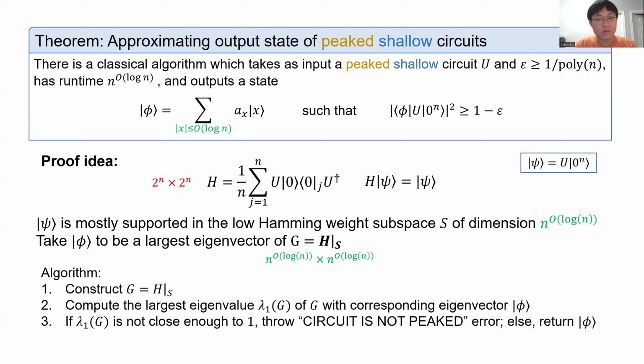So here's the algorithm. Step 1, construct G as a sparse matrix by computing all its matrix elements. Step 2, compute the largest eigenvalue of G with a corresponding eigenvector. If lambda 1 of G is not close enough to 1, then throw the circuit is not peaked. Otherwise, output the eigenvector as the approximation to psi.